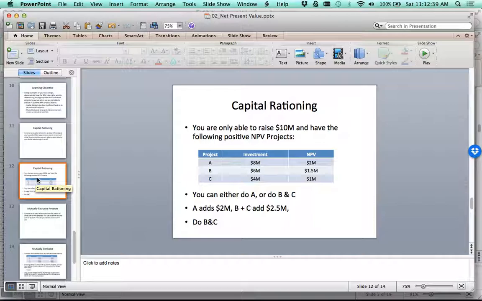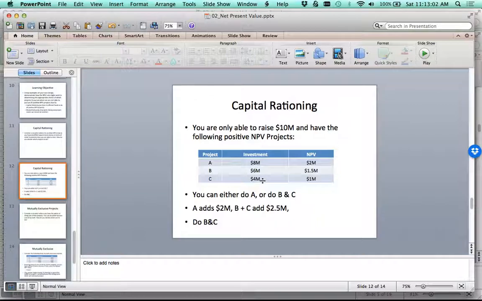You've got 3 projects. You can do all 3 of them. They're not mutually exclusive. There's nothing that prevents you from doing all 3. But the total cost: you've got Project A at $8 million, Project B at $6 million, Project C at $4 million. Total cost to do all of them is $18 million. You don't have $18 million, and so you've got to decide what to do.